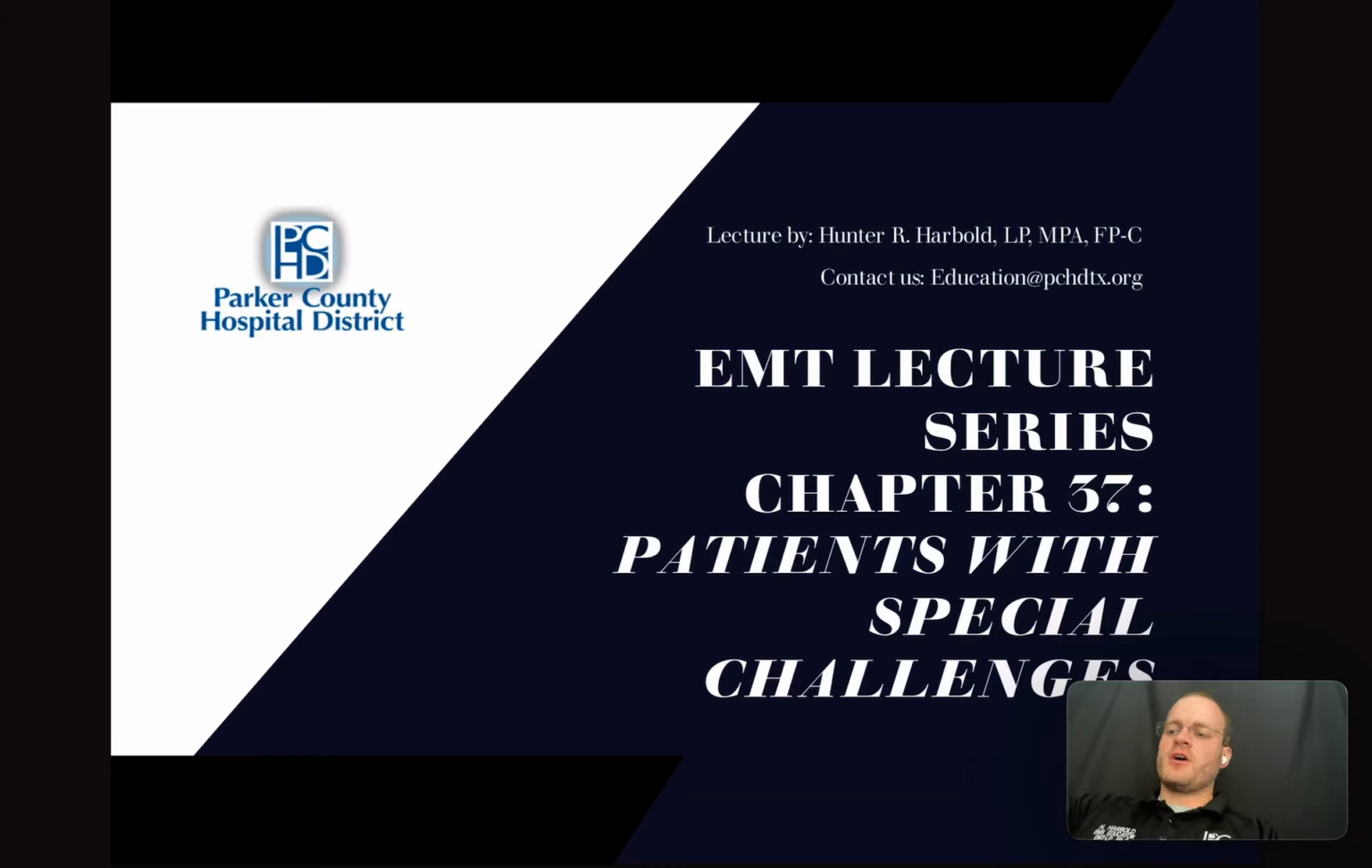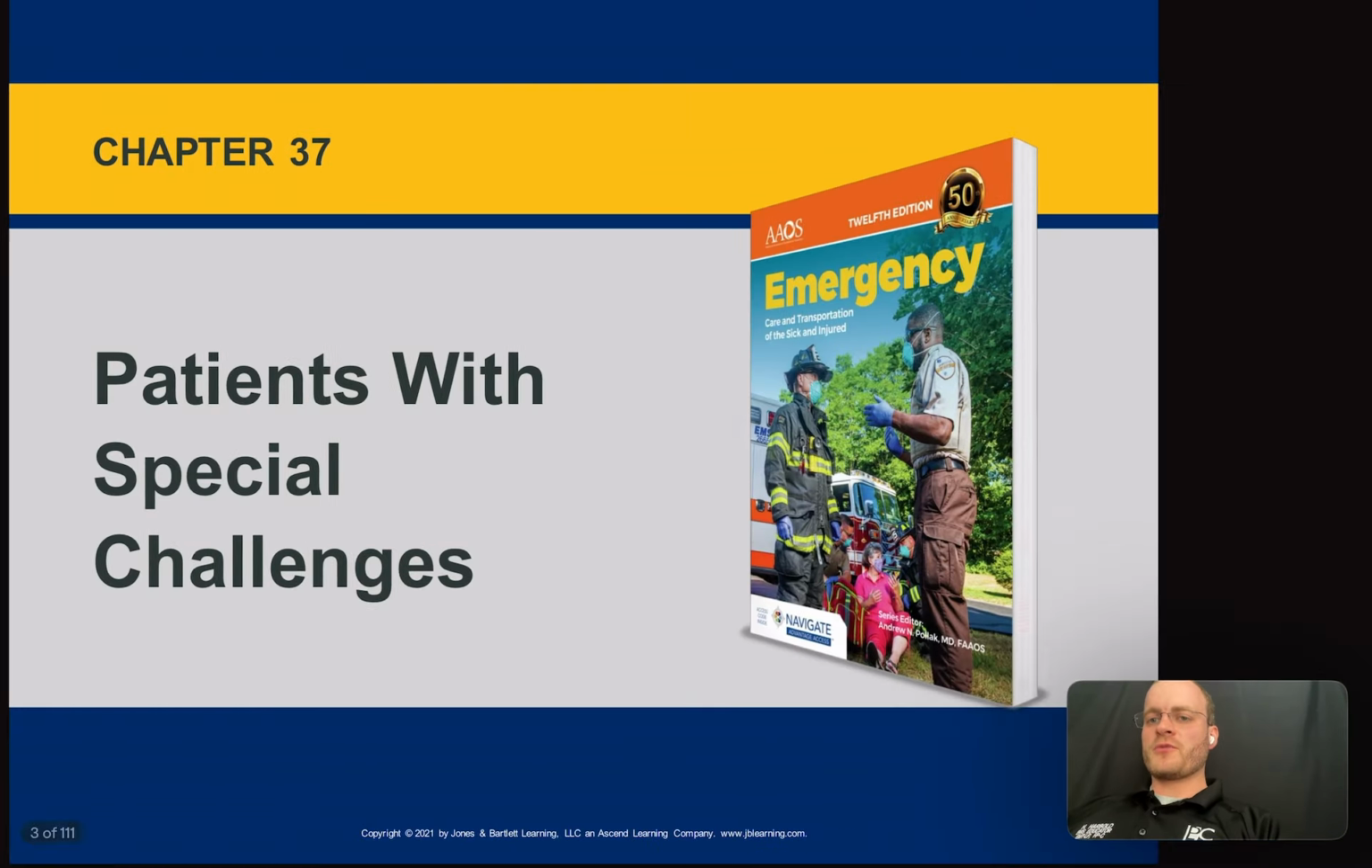All right, everyone, we'll go ahead and get started on chapter 37. This is over patients with special populations. This chapter is not very complicated, but there are some things that I think are commonly confused. Students will confuse the difference between Down syndrome, autism, and cerebral palsy. While they can have a little bit of overlap, they are distinctly different. We'll talk about some of those things.